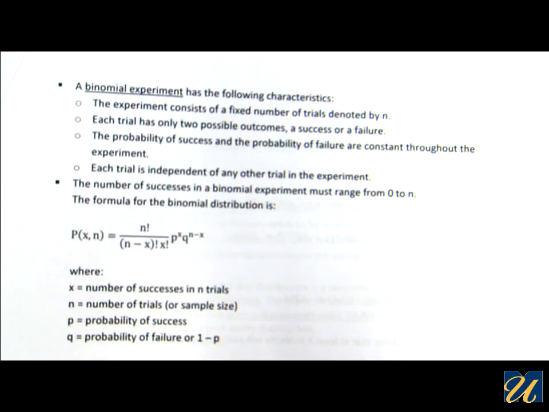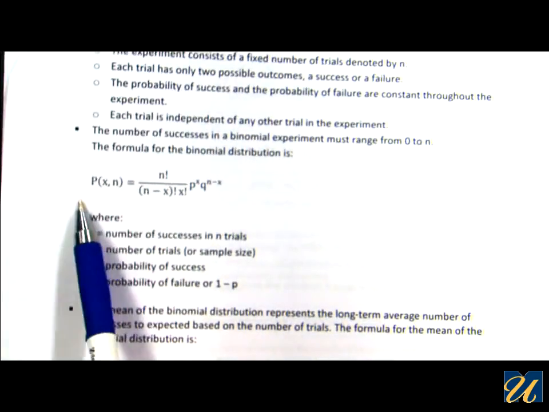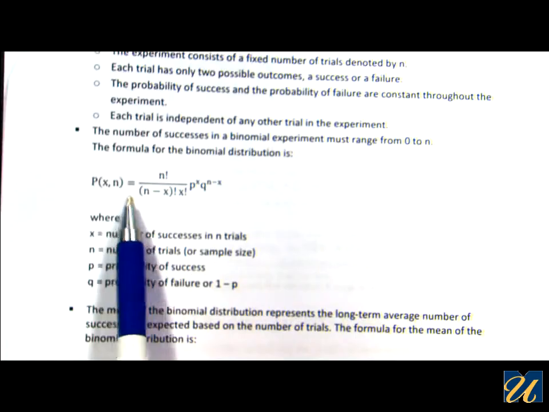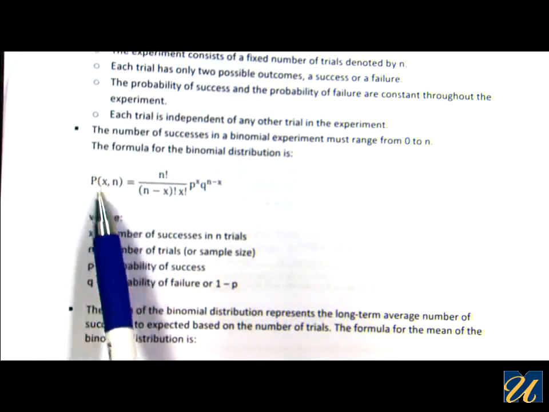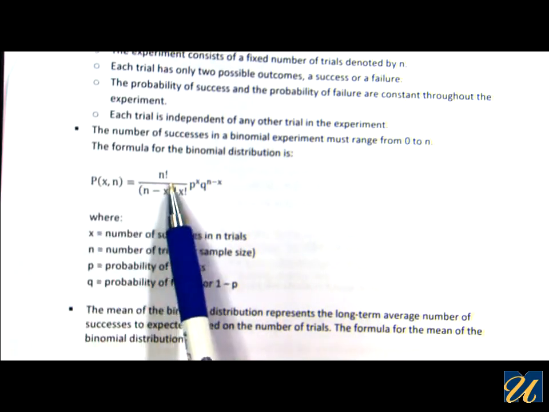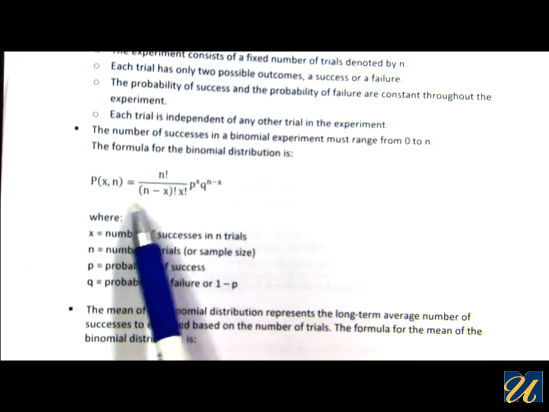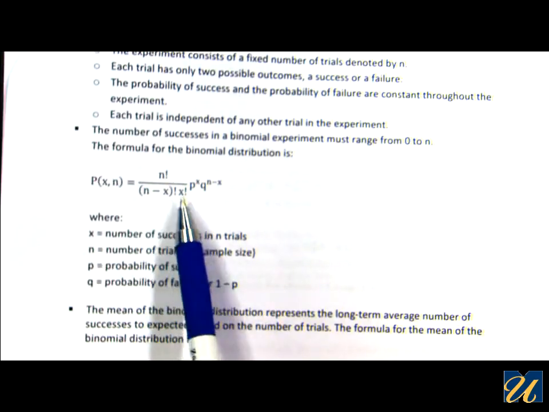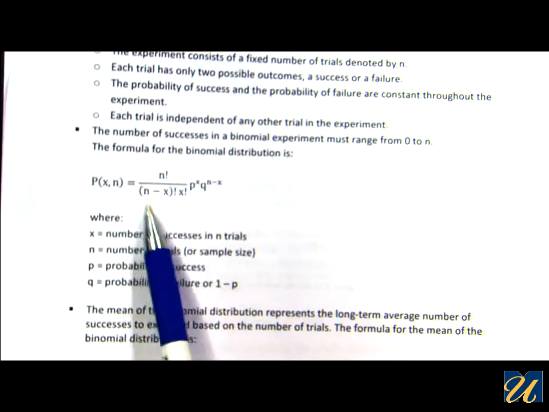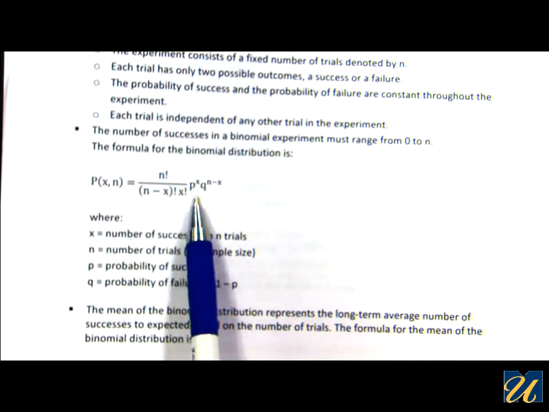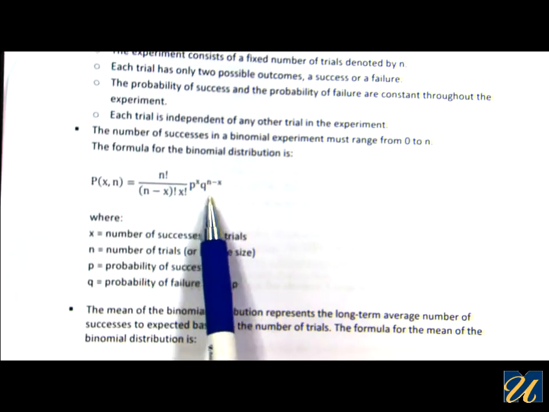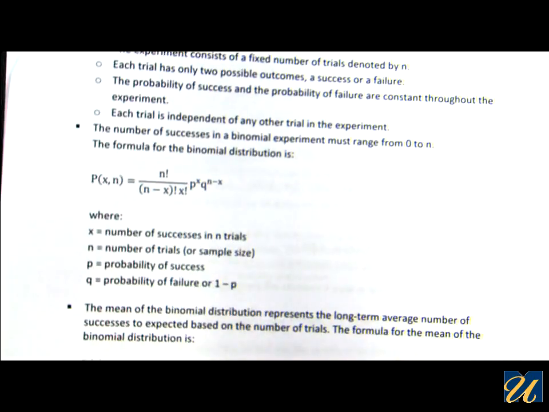The formula for the binomial distribution is the following. If we were to use the formula for a specific binomial probability, we would need to do n factorial over n minus x factorial times x factorial, and whatever we got from here, we would multiply it with p raised to the power of x times q raised to the power of n minus x.